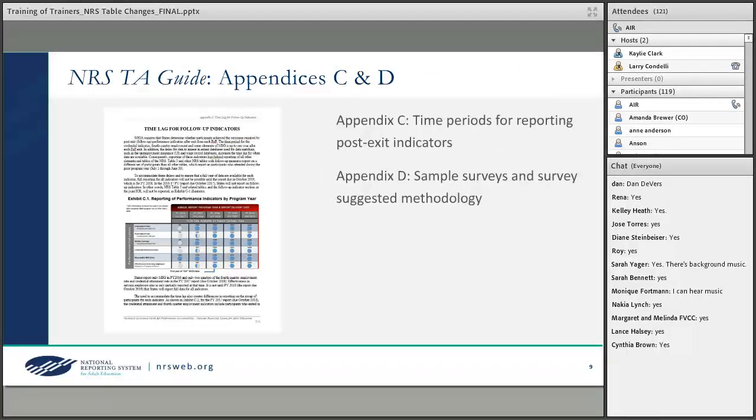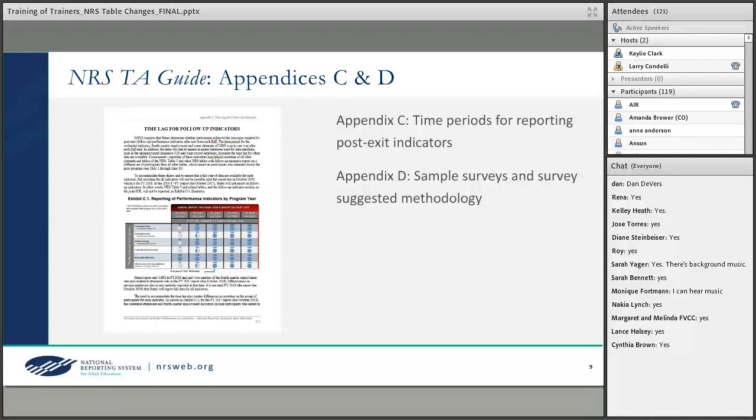On the new TA guide, as I mentioned, there are 2 other appendices. Appendix C is simply the time lag for reporting the post-exit indicators. As you know, the post-exit indicators have a multi-year time lag, so it's going to be another couple of years before we have full data on this. And Appendix D is just the sample surveys and the methodology for collecting the post-exit indicators with the survey, which is one of the approved supplemental methods for the post-exit indicators. And that's actually carryover from the old implementation guidelines that we had. So that's what's in the appendices.